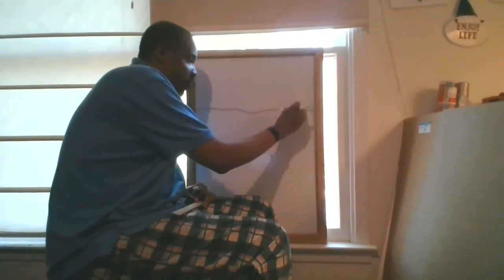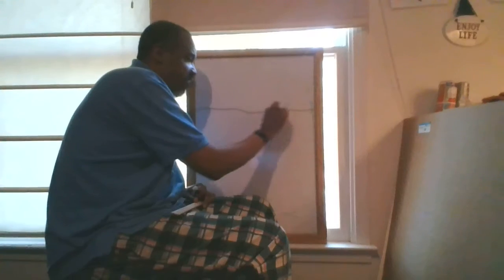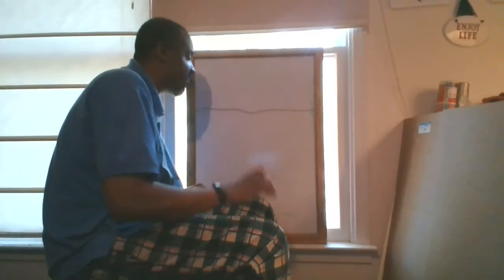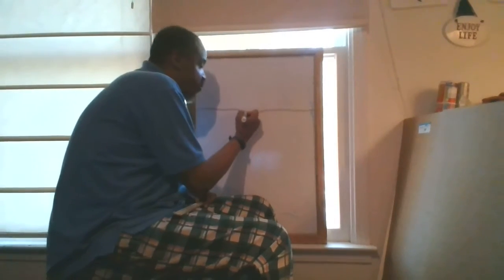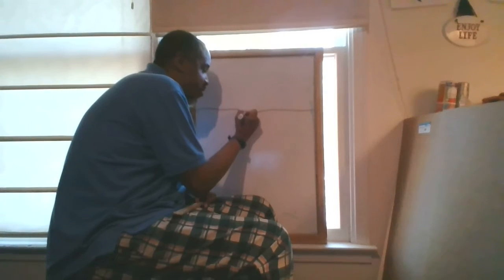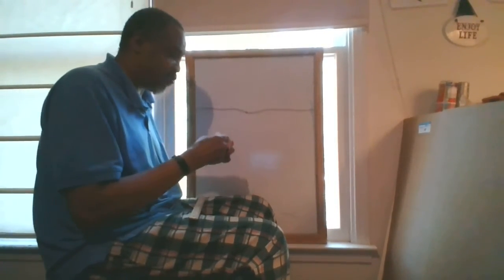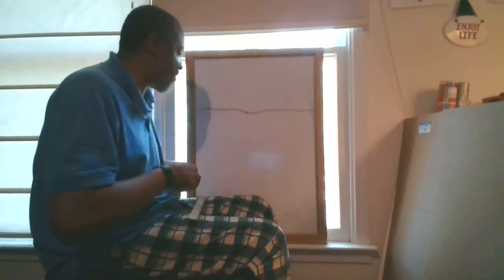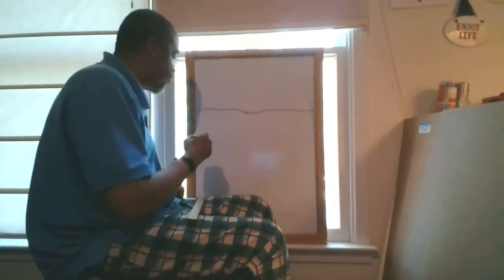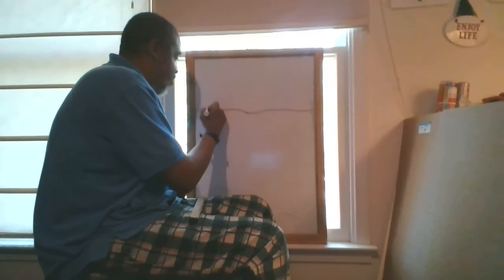So hopefully you will realize what this line is. This line is our horizon line. We're going to put a dot right in the middle, somewhere in there. A horizon line doesn't have to be absolutely straight because the world is not straight, so we don't have to worry about that.